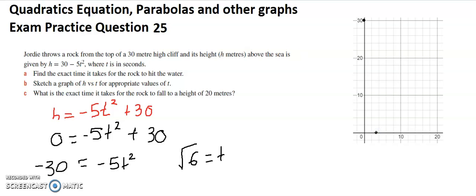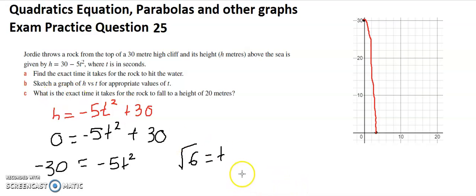Okay, so the next thing I'm going to do is that shows me my intercept, and it says sketch the graph of h to t. So I don't need to do anything more here. All I need to do now is draw my line. So I know it started here and it dropped and went here. So I'm only drawing half of my parabola.